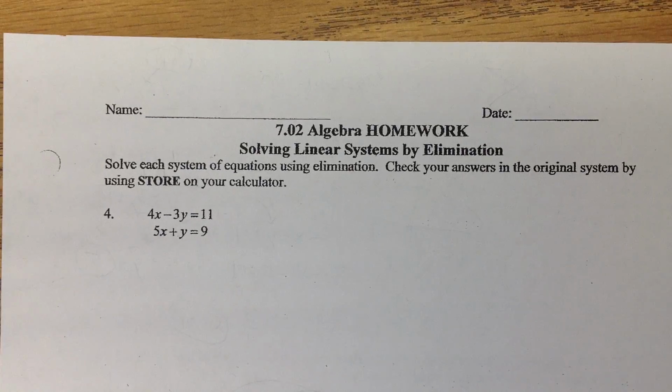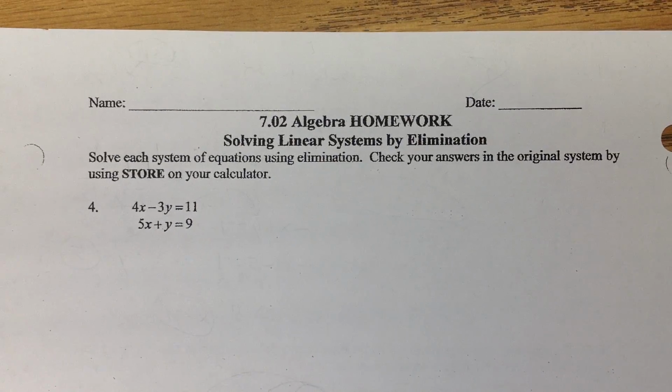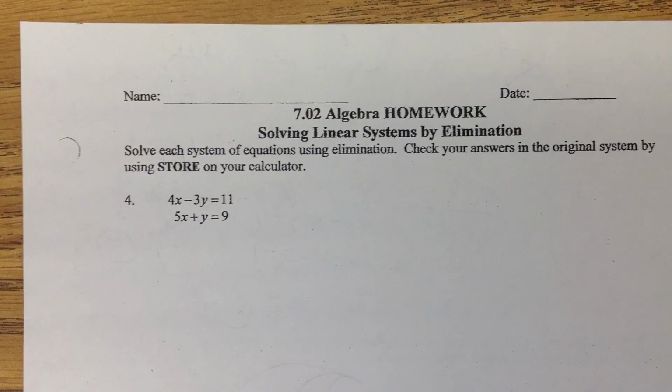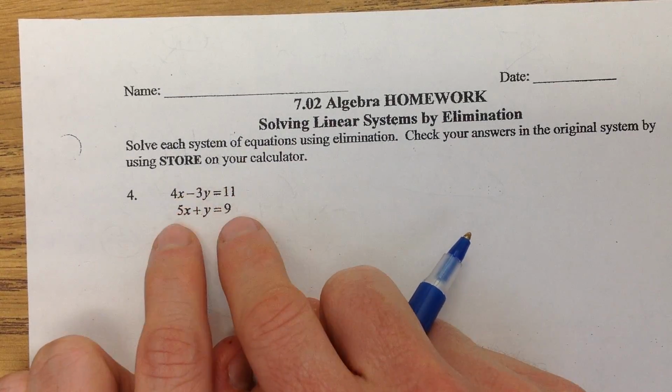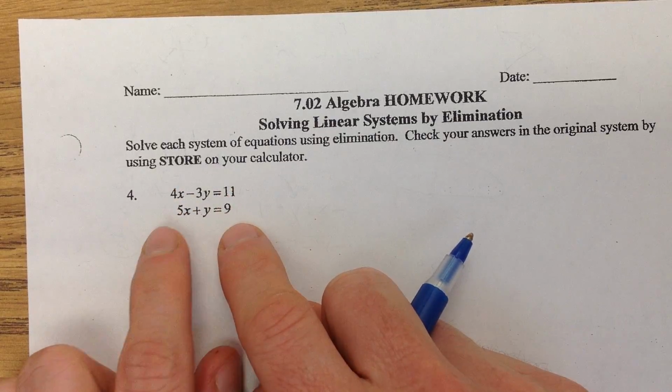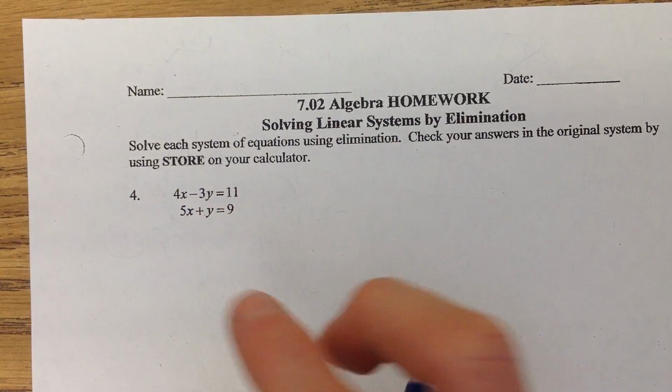All right, let's take it over to the back. Solve each system of equations using elimination. Check your answers, so pretty much the same directions. But what you're seeing here is, again, we do not have opposites. So we would like to make opposites.